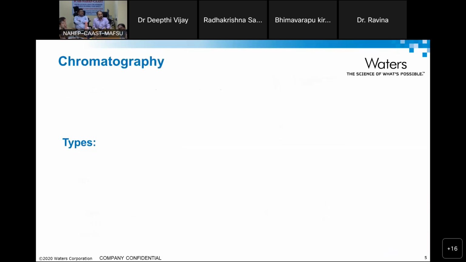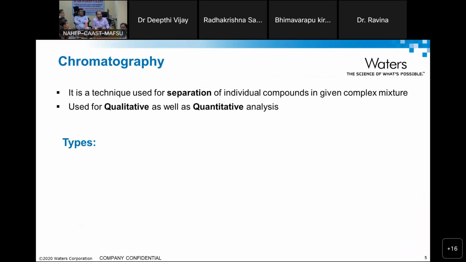So, what is chromatography? It is a technique which is used for separation of individual compounds in a given complex mixture. It is used for qualitative analysis as well as quantitative analysis.